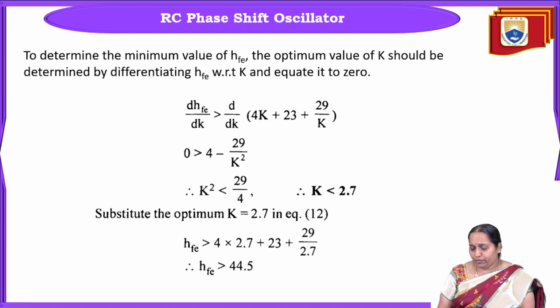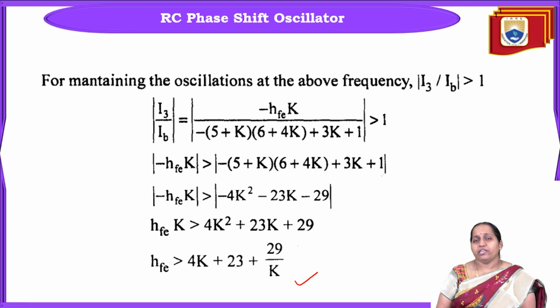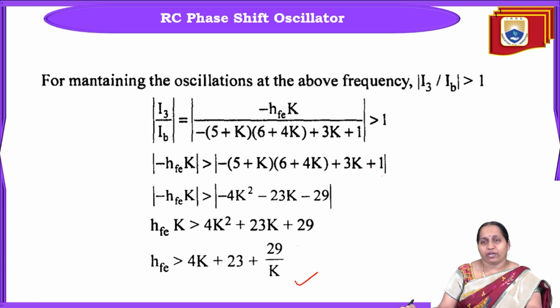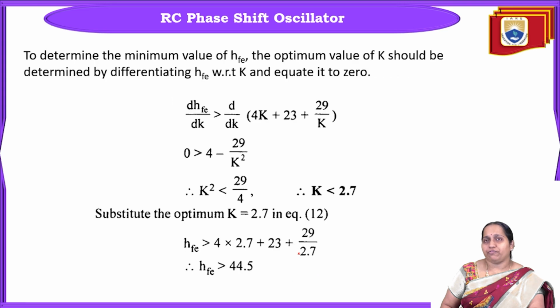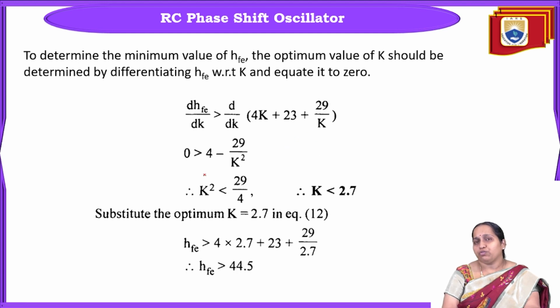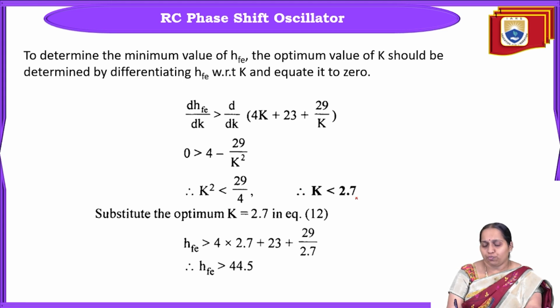So if you want to find the minimum value of hFE, the procedure is, we'll differentiate this hFE with respect to k, that is dhFE by dk, and equate it to 0. Equating dhFE by dk to 0 will give you the value of k. Substituting the value of k back in this equation will give you the value of hFE. So if we first differentiate this, dhFE by dk is greater than d by dk of 4k plus 23 plus 29 by k. So on further simplification, you will get k is less than 2.7.